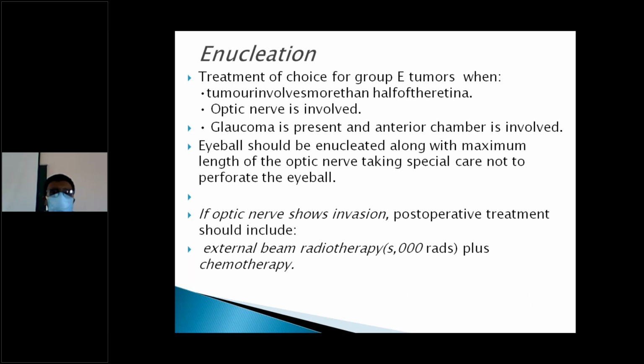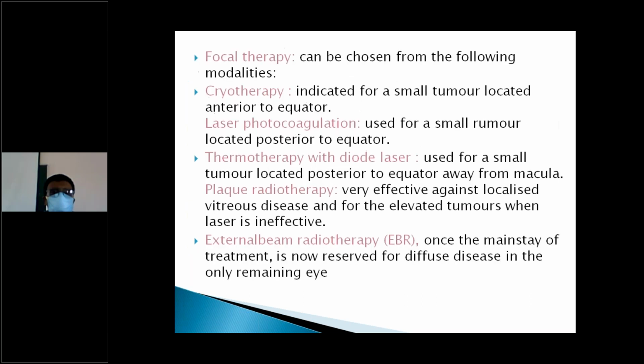Optic nerve involvement, secondary glaucoma are the indications for enucleation. The tumor involves more than half of the retina. If the optic nerve is involved, if there is secondary glaucoma, it can be angle closure glaucoma or open-angle glaucoma. Secondary glaucoma are the indications for enucleation. Tumor involving more than half of the retina, optic nerve involvement, secondary glaucoma are the indications for enucleation.